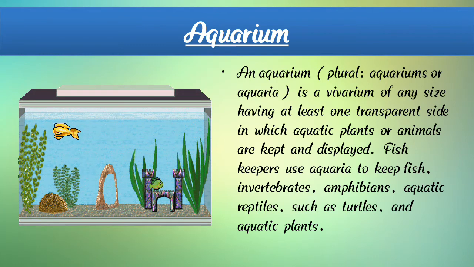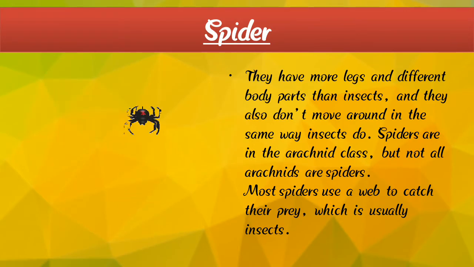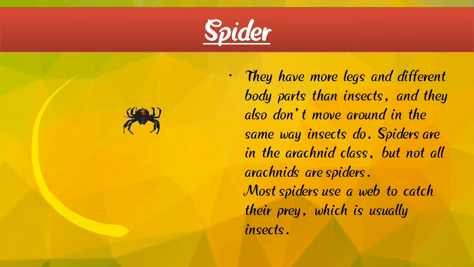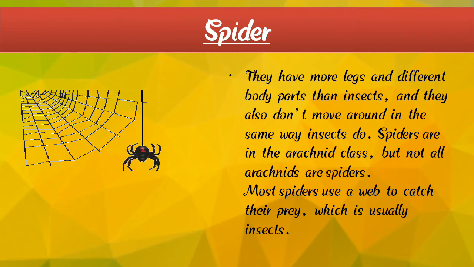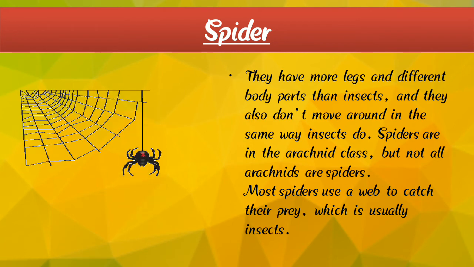So now next, spider. Here we can see a photograph of a spider, and the spider has eight legs. They have more legs and different body parts than insects, and they also don't move around in the same way insects do.